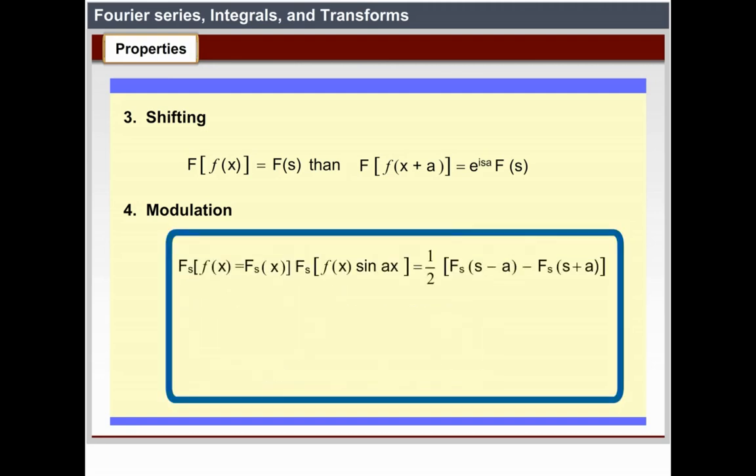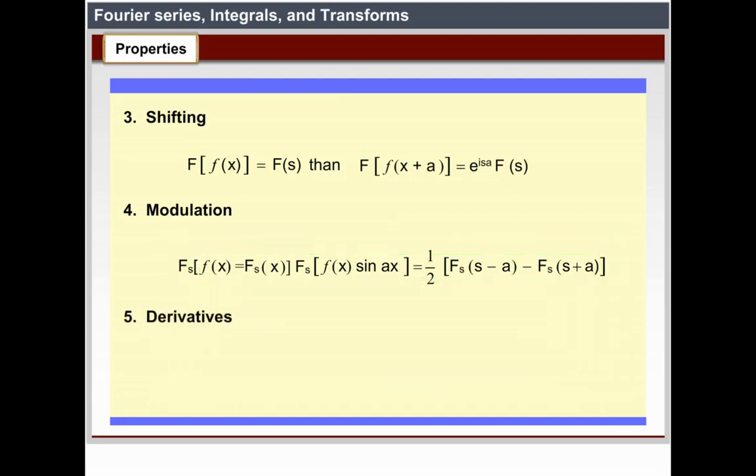If Fs of f of x equal to Fs of s, then Fs of f of x into sin ax equal to 1 by 2 into Fs of s minus a minus Fs of s plus a. Number 5.